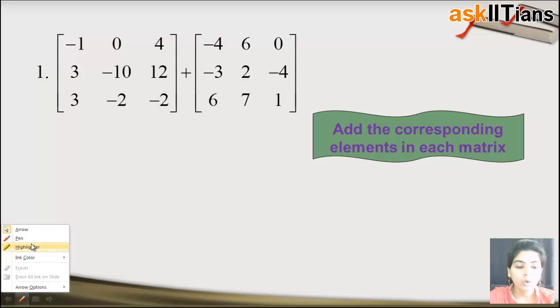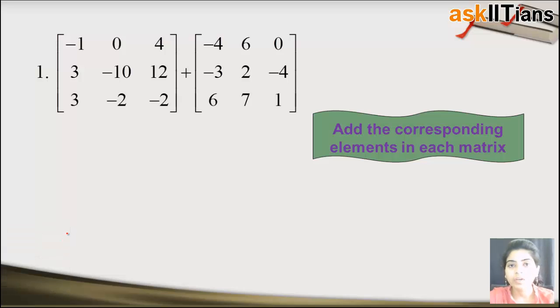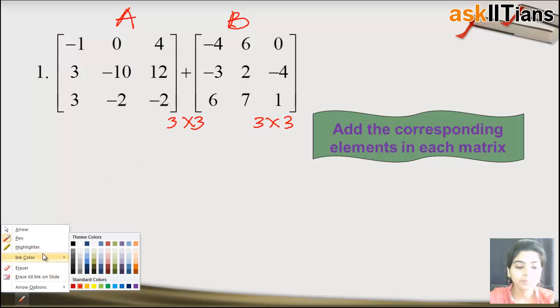Okay, so now we have an example of addition of matrices. Suppose this is the matrix A, and then I have the matrix B. Both are of order 3 cross 3. You can see both the matrices have 3 rows and 3 columns. So what do I do? How do I add these two matrices?